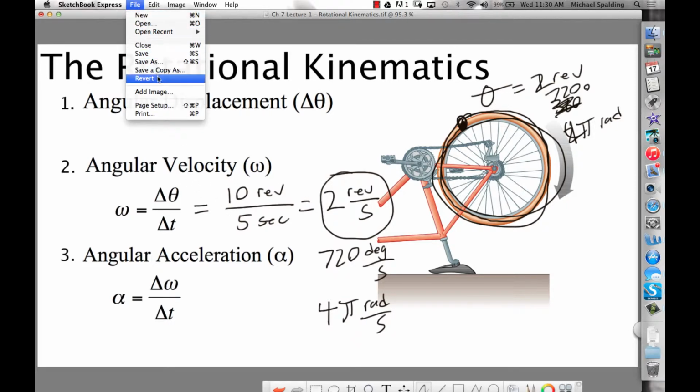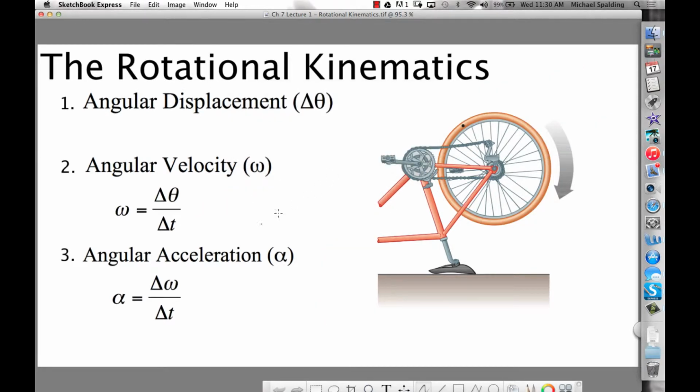All right, then lastly, angular acceleration. If you take the change in the angular velocity and divide by the time, then you have angular acceleration. So let me demonstrate an angular acceleration. So I have this bicycle wheel right here. What's the initial angular velocity of the bicycle wheel? 0. So ready for an angular acceleration? Faster, faster, faster. Good. All right, so you get the idea.